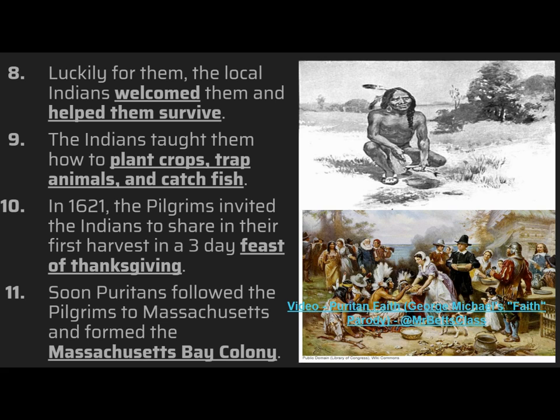On the other hand, in 1621, the Pilgrims invited the natives to share in this harvest of a 3-day feast of Thanksgiving. And so some Puritans came to Massachusetts as well, and they formed what is the Massachusetts Bay Colony. When we talk about the story of Thanksgiving, where you see number 10 is a lot of the times where it answers, oh, the Pilgrims invite the natives and they come together and they have this wonderful feast.